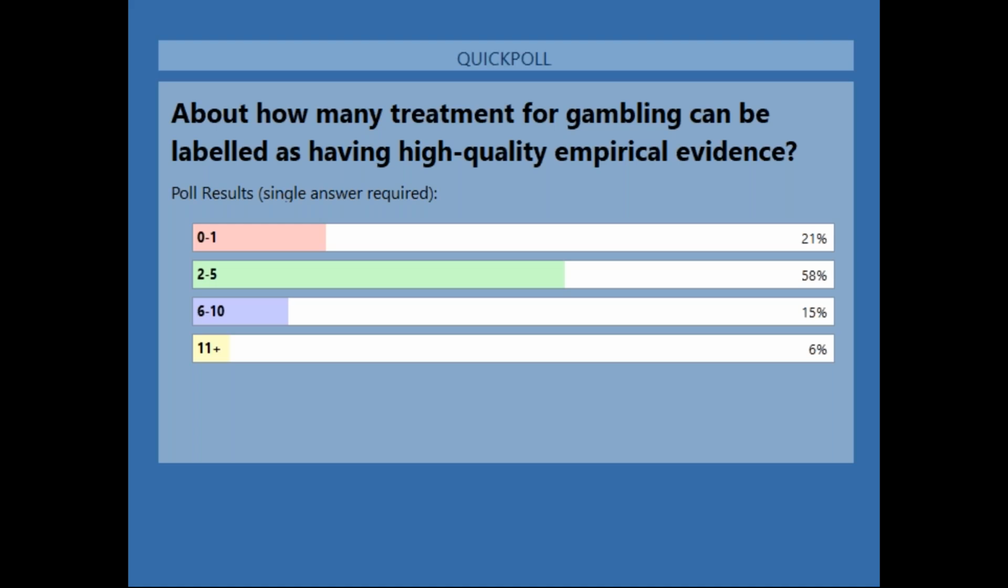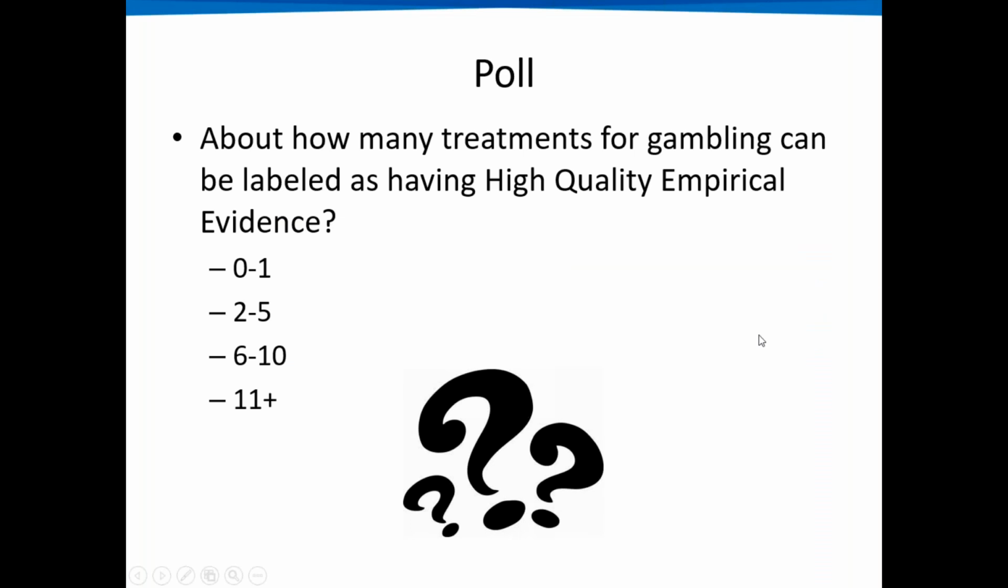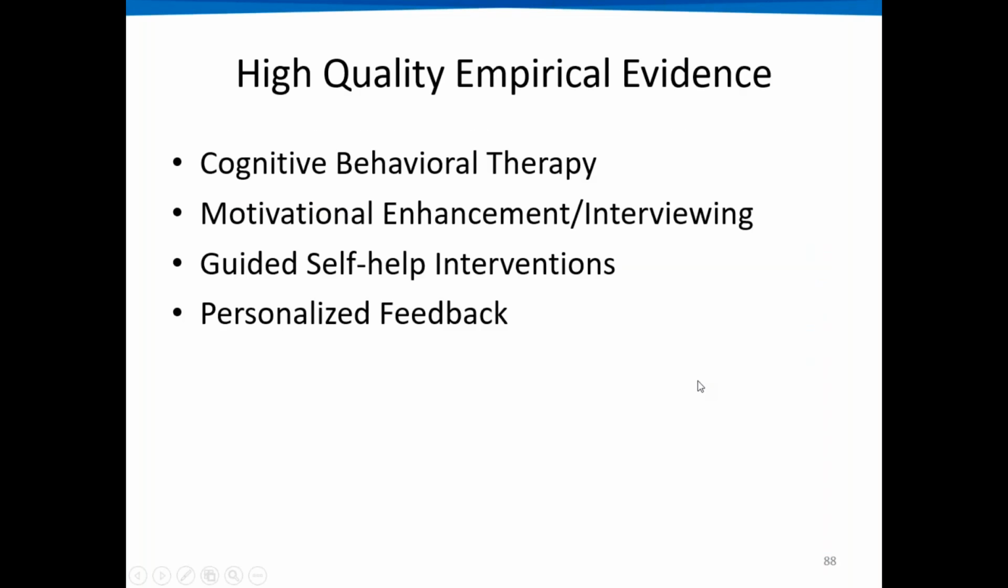As you can see here, almost 60% of you said that about 2 to 5 treatments for gambling can be labeled as having high quality empirical evidence. Okay, there currently are 4 treatment types that we can label as having high quality empirical evidence. You've probably heard of them. They're cognitive behavioral therapy, CBT, motivational enhancement or interviewing, guided self-help interventions, and personalized feedback interventions. Next, I'll review what we observed about the science available for each of these types.